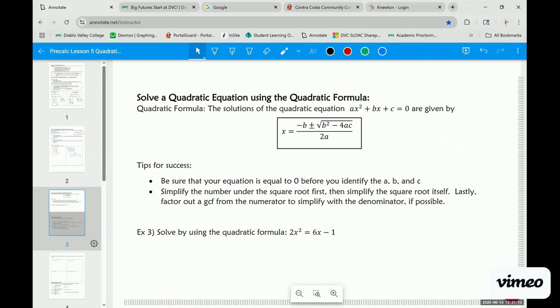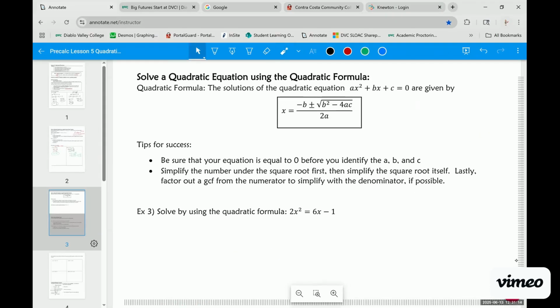Last but not least is our solving a quadratic equation using the quadratic formula. Okay. So there is a formula that you can use as long as you start with this general form. So you'll notice, again, it's everything on one side, 0 on the other. If you try to apply this formula and you don't have it in that form, it will not be correct.